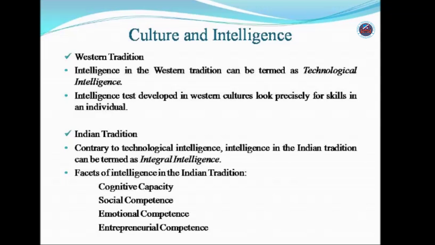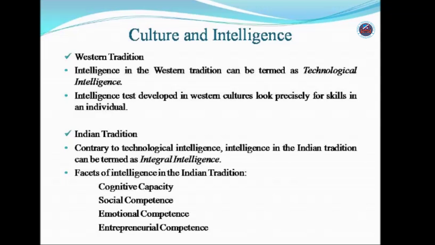But in contrast, in the Indian tradition, we focus on the holistic growth of an individual, where we integrate both the cognitive as well as the non-cognitive skills together. That is the reason why in the Indian tradition we consider intelligence as an integral intelligence, and we focus on four different types of intelligence known as the cognitive capacity, the social competence, emotional competence, and entrepreneurial competence.